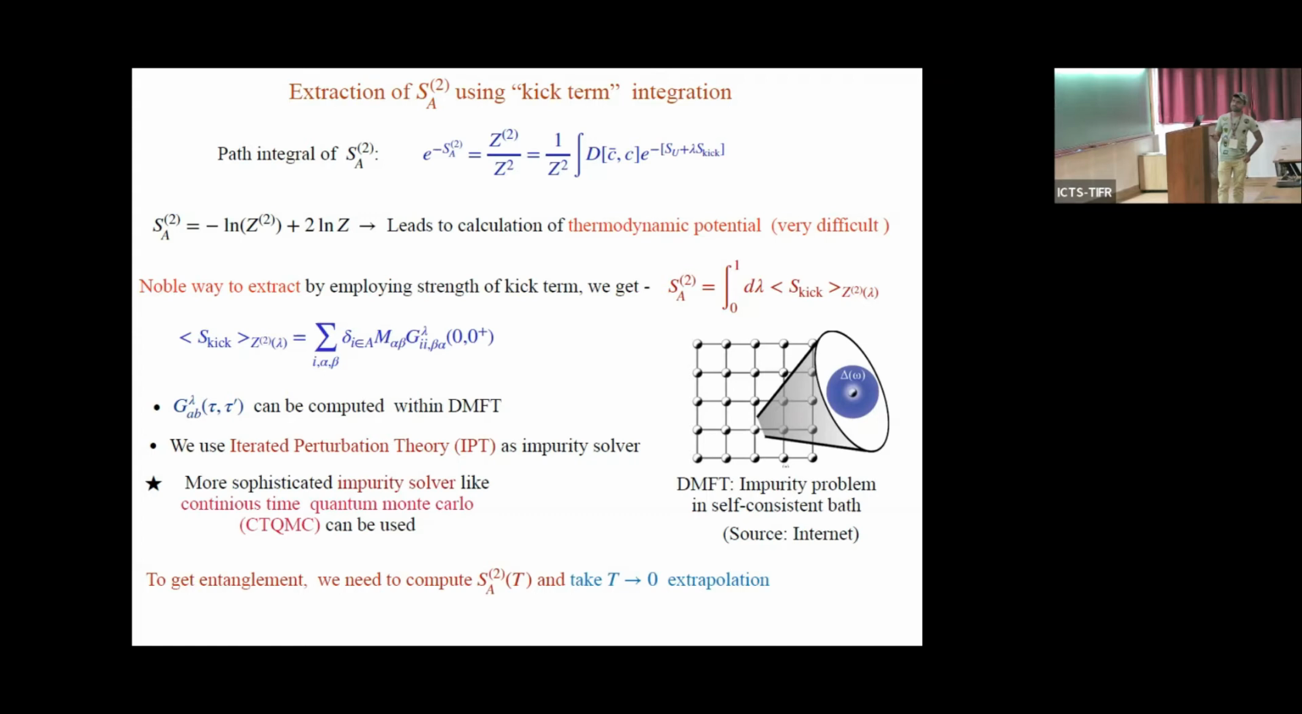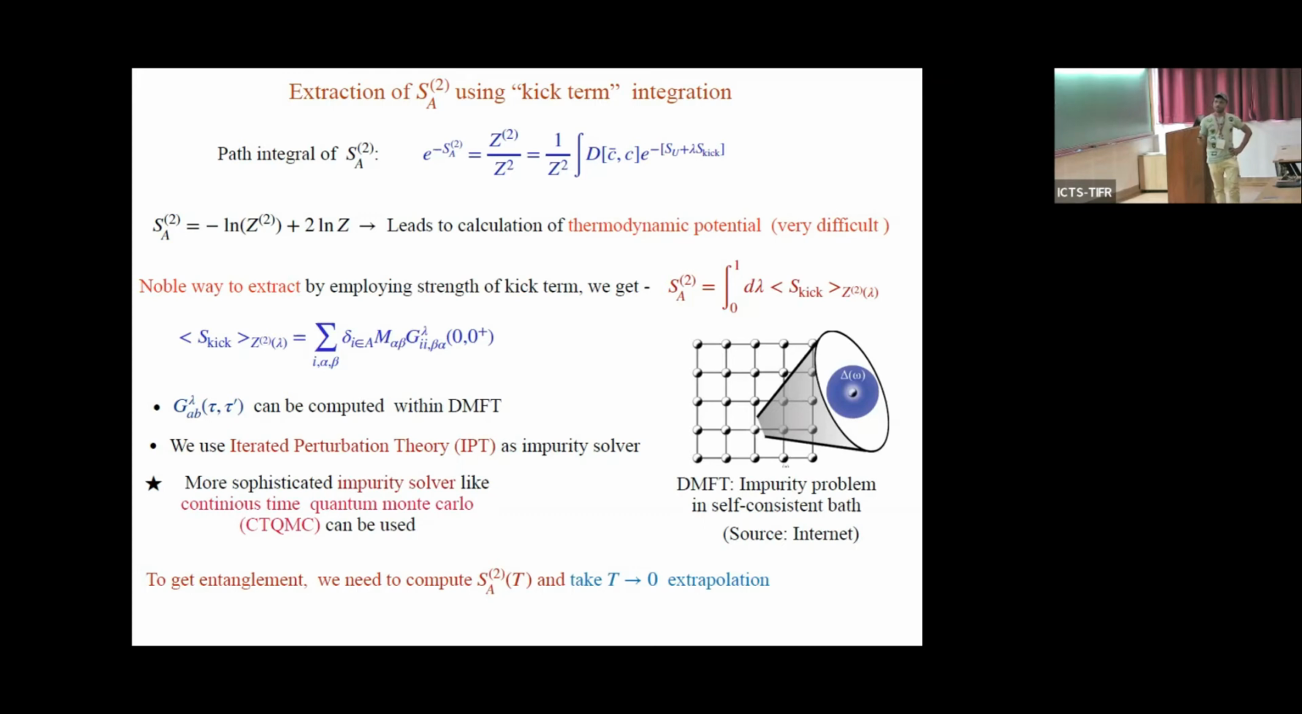But we find a novel way to extract this by integrating the strength of the kick term. You can compute this Renyi entropy, and this kick term again you can write with a very simple expression. It is a sum of some on-site Green's functions in the subsystem only. So now the problem becomes the computation of this Green's function within some approximation.